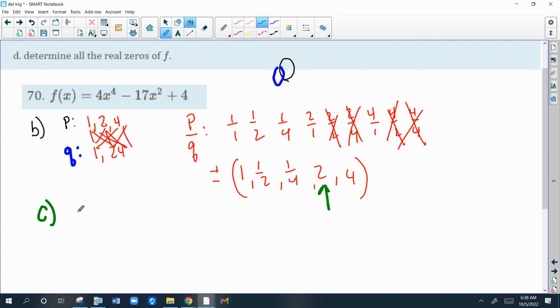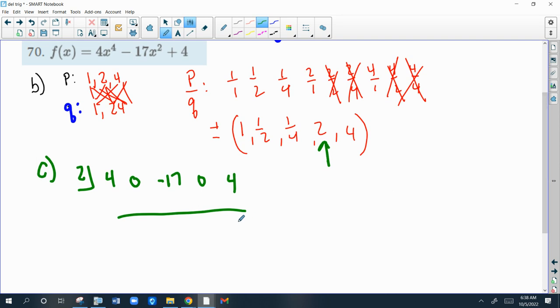I know 2 is a 0, so I'm going to run it through synthetic division. Do not forget your zeros where they should go. So any missing term, fill in the blank with a 0. I should have 5 terms up here, one more than the degree. 1, 2, 3, 4, 5. I do. So now I'm going to go. According to my calculator, this is a 0, so I'm going to get ready to get a 0 there.